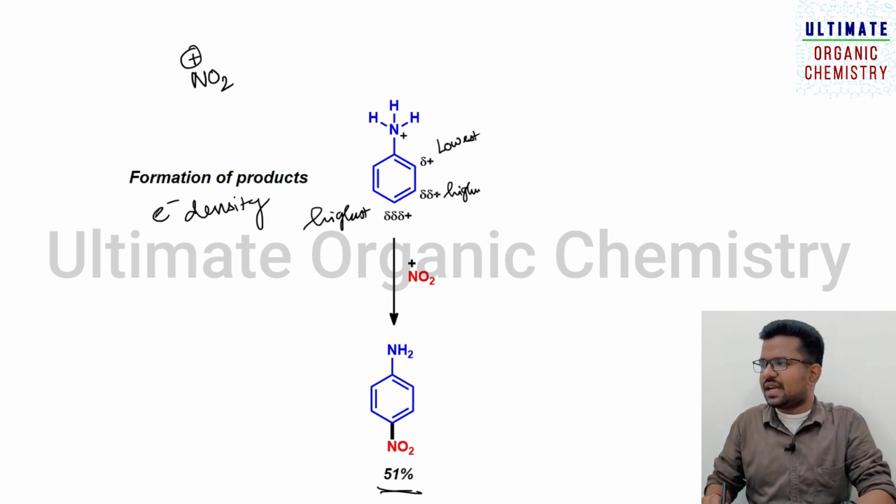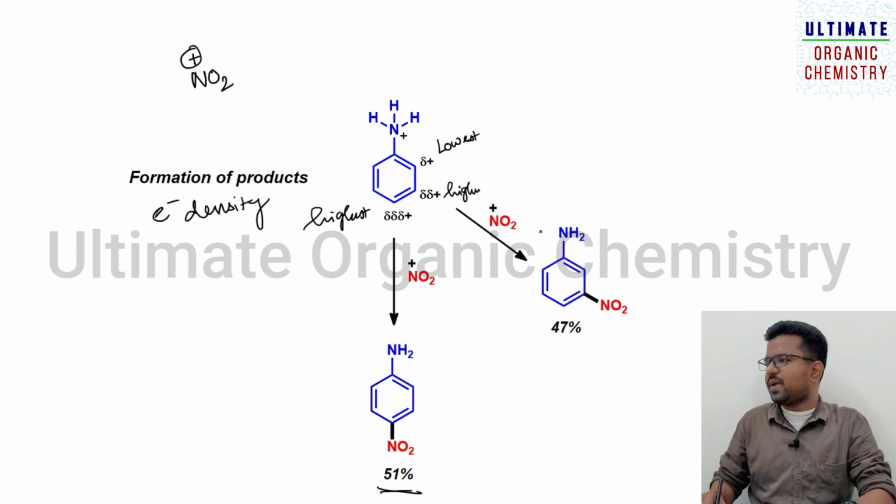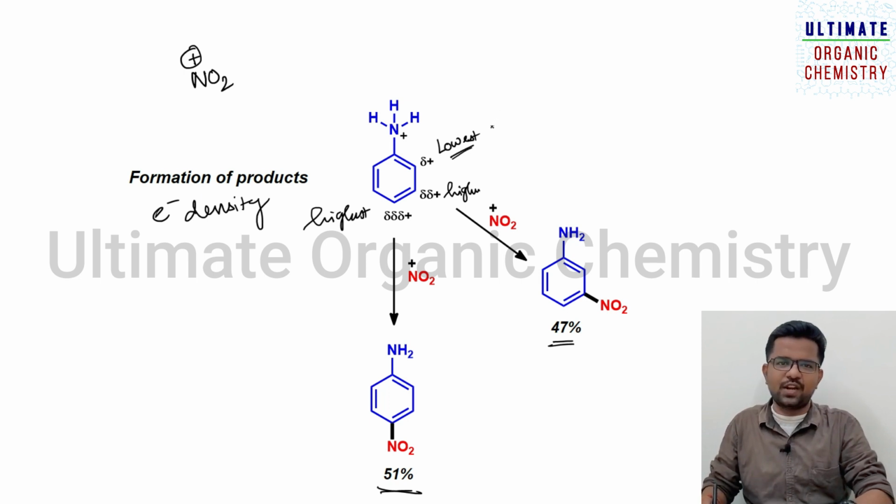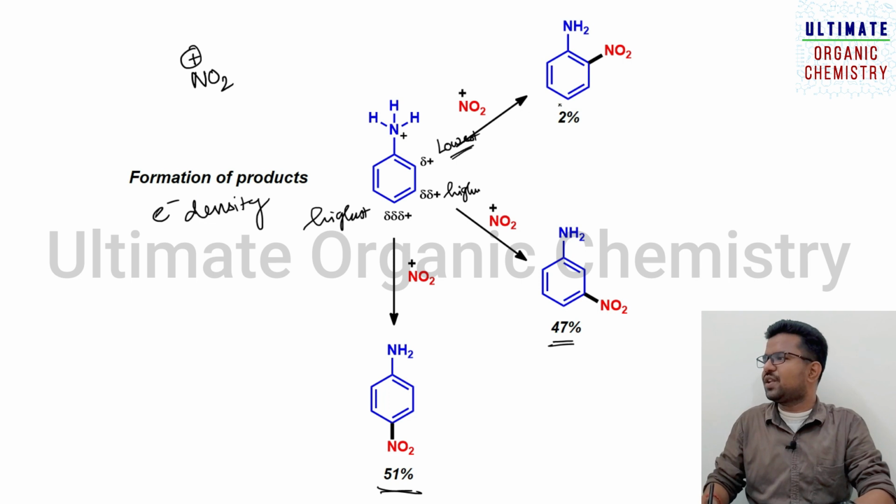And the next higher electron density you have is meta position. So it reacts with the nitronium ion, means you will get 47% of yield. And you can check this yield is 51 highest, and the next highest is 47%. And if you check with the ortho position, that is electron density is lowest, so it cannot react with the nitronium ion that easily, and as a result you will get 2% of yield in the case of ortho product. So this is the explanation behind the formation of ortho, meta and para product of aniline.